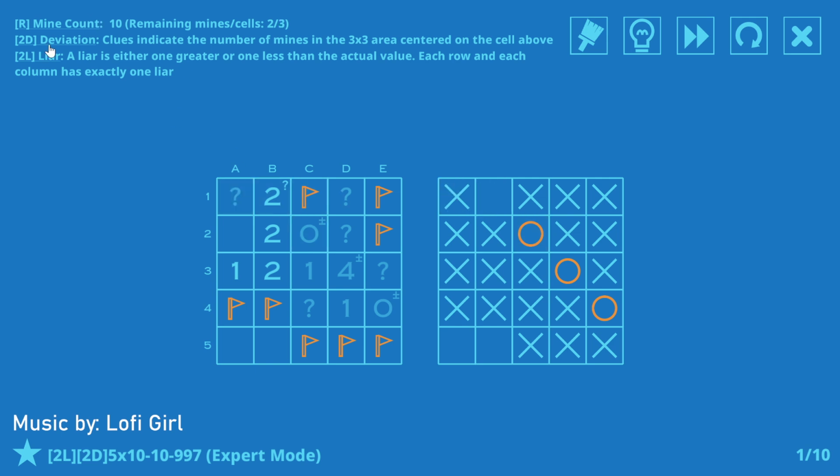I think that might have been an easier deduction than the 7 mines remaining thing, but it is a lie, which means that this must be a lie and therefore not a mine, which is marked out for us. And 2 mines remaining means those are both mines. Cool. There you go. Okay. 2 liar, 2 deviation. So even with just regular Minesweeper-esque things, you can do very cool things with liar.